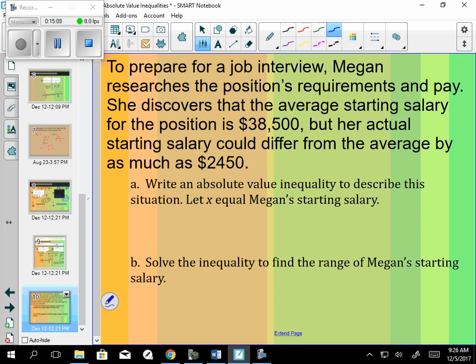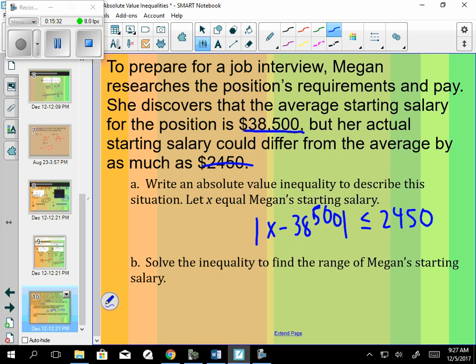So here, to do this one, you got this absolute value inequality. It could differ by as much as this much. So that means it has to be less than or equal to that. And the average is right here. So her average would be in here.